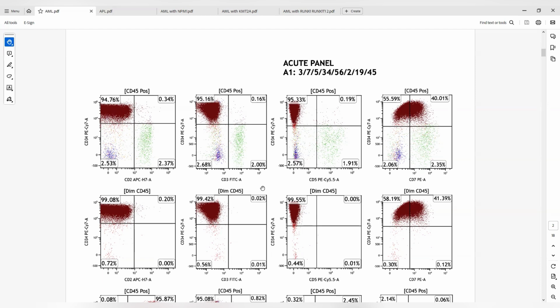CD2, CD3, CD5, and CD7 are T cell markers. So if your blast population expresses these markers, then you should consider a T lymphoblast population. The most specific marker for T cell lineage is cytoplasmic CD3, followed by surface CD3, and CD7 is a common marker that is expressed in T lymphoblasts. However, as you can see here, our CD3 is negative, CD2 is negative, CD5 is negative, and CD7 is dim.